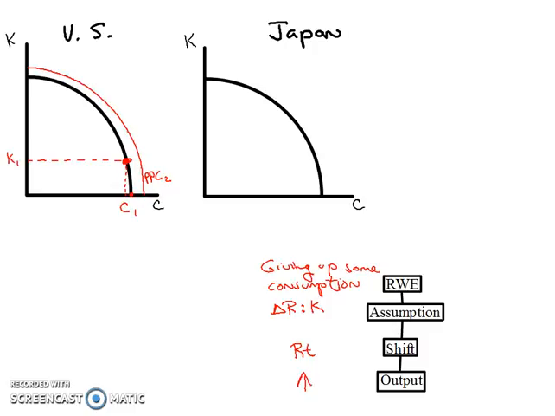Now, let's do the exact same thing for Japan. But what we're going to say for Japan is that they produce right here. That's, say, their point of allocative efficiency. So that means that they are going to produce C1 units of consumer goods, and they're going to produce K1 units of capital goods. Now, the real-world event for Japan is going to be exactly the same as the real-world event for the United States. So I'm just doing Japan right here, and that is that they are giving up some current consumption, just like the United States did. But the difference is that they're giving up more current consumption.